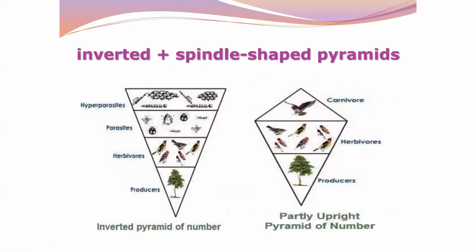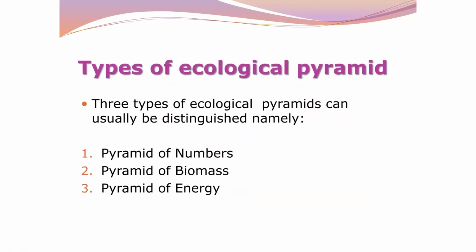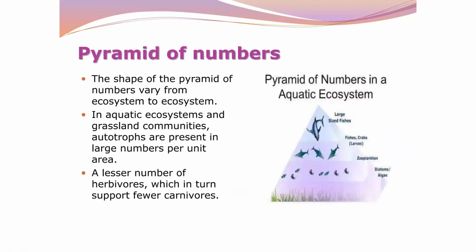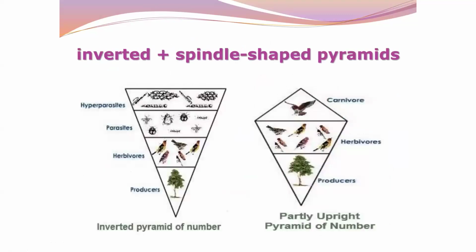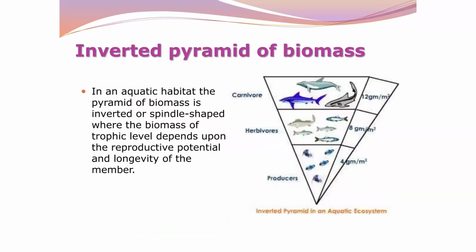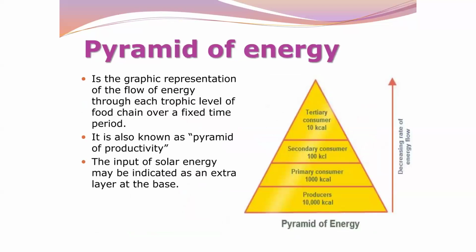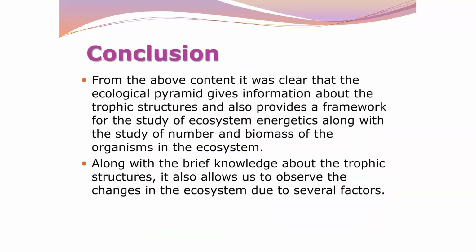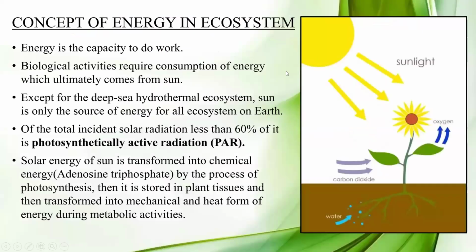So the important points in these ecological pyramids are, first, the pyramid of number is inverted in a parasitic ecosystem, and a spindle-shaped pyramid of number is observed in a forest ecosystem. Next, the inverted pyramid of biomass is seen in the aquatic ecosystem. Generally the pyramid of energy is always upright in all types of ecosystem. So this is about the ecological pyramids. Next one is the energy flow in an ecosystem.